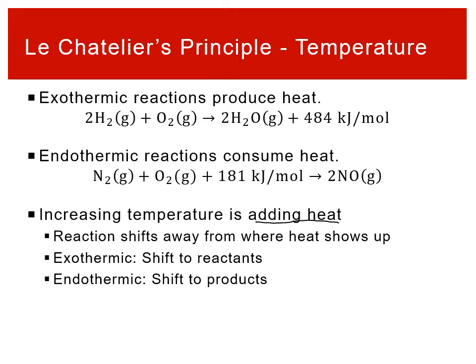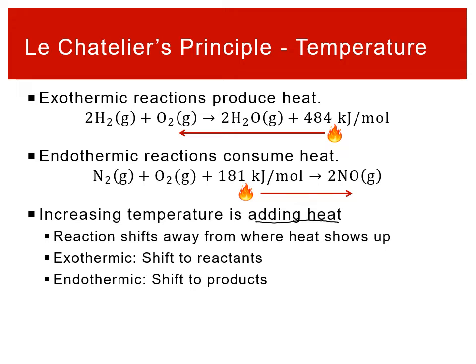So much the same way if we add reactants, a reaction would shift away from there. You add products, the equilibrium shifts away from the products. So if you're increasing temperature, you're adding heat, so the reaction will shift away from wherever heat shows up. For exothermic reactions, the heat we could think of as on the product side, right? Exothermic reactions produce heat, so heat is on the product side. So when you increase the temperature, all exothermic reactions will shift towards reactants.